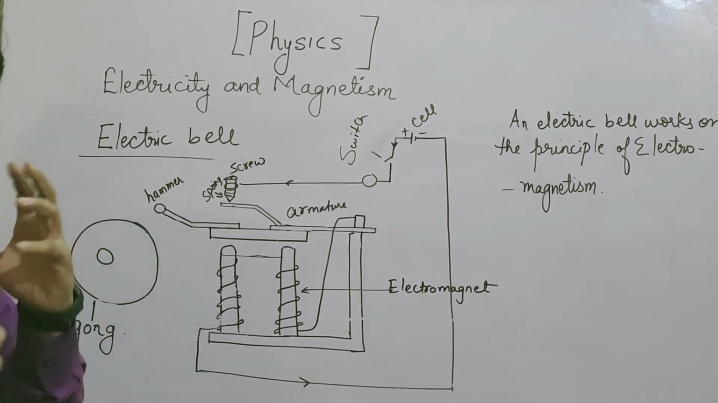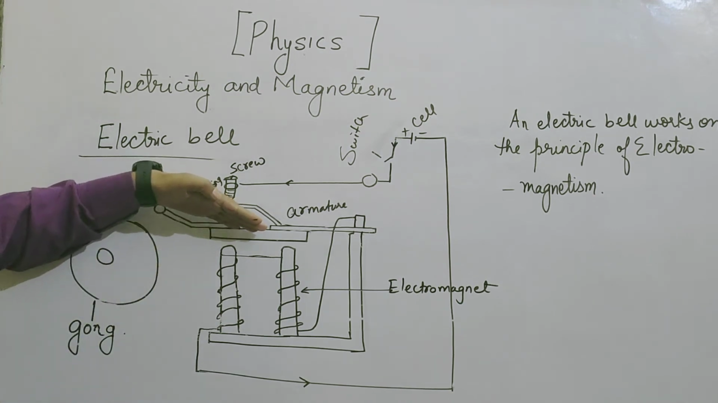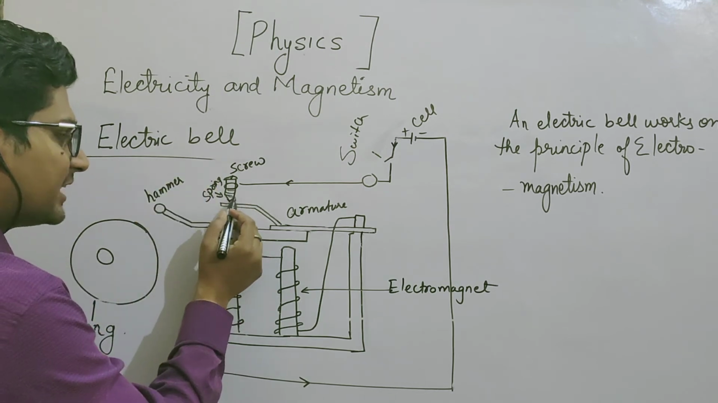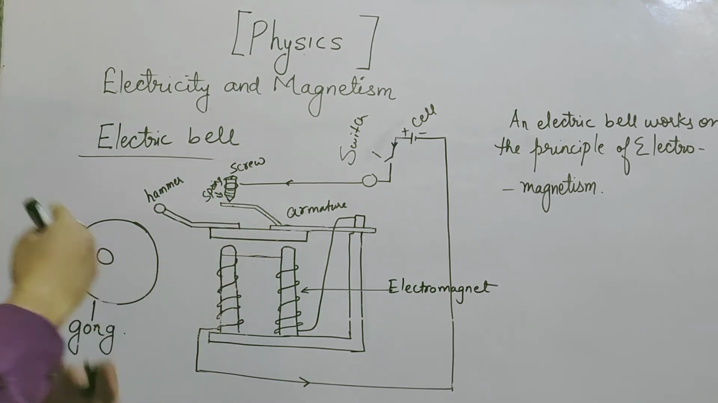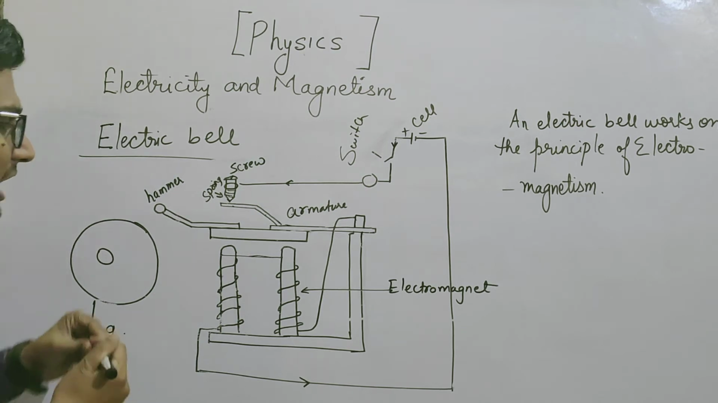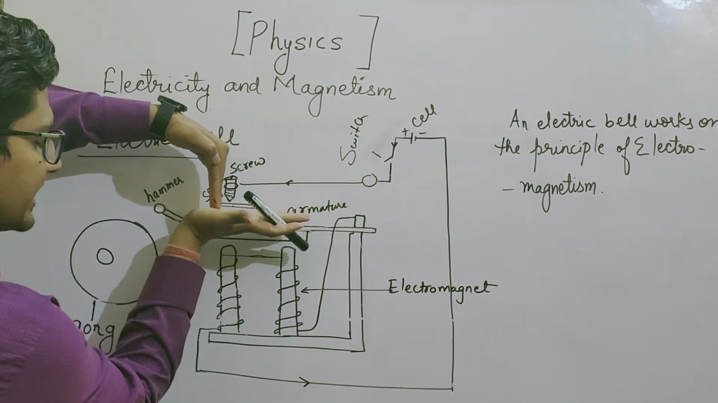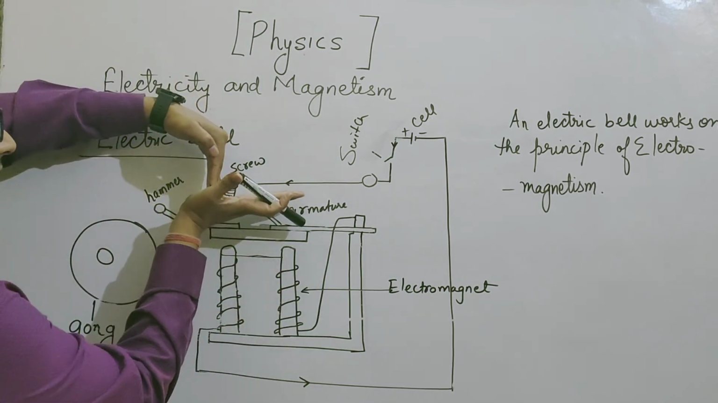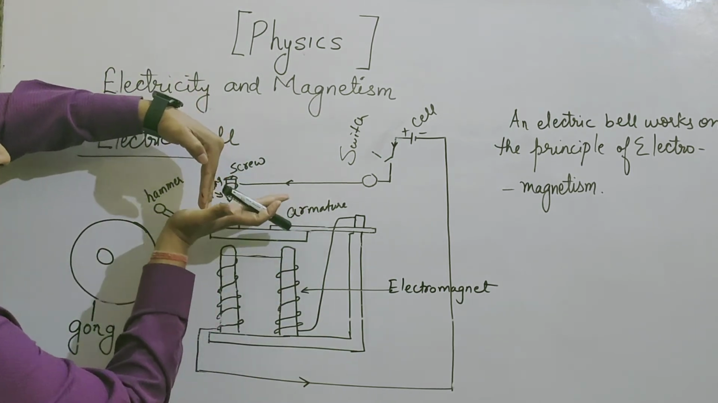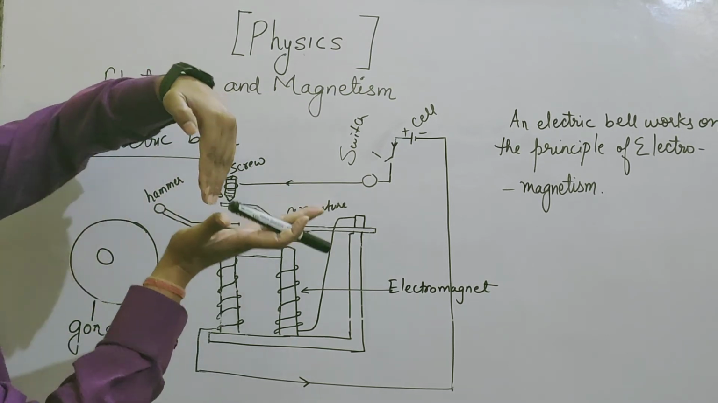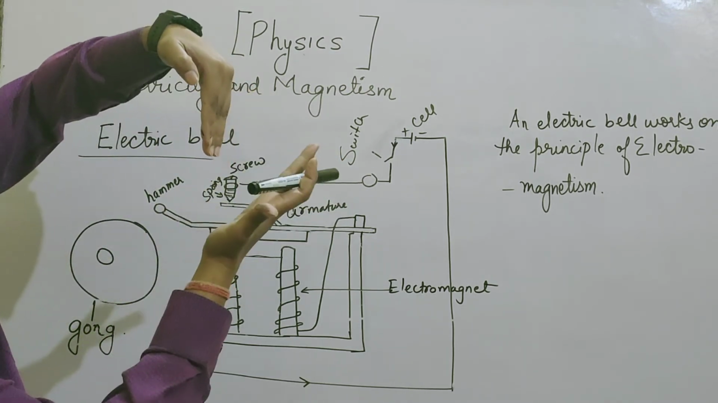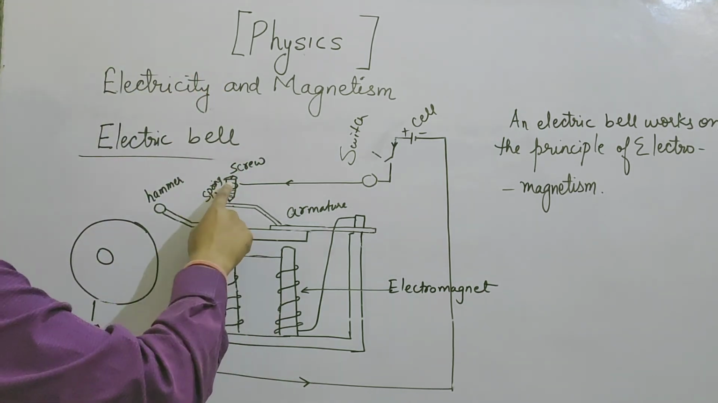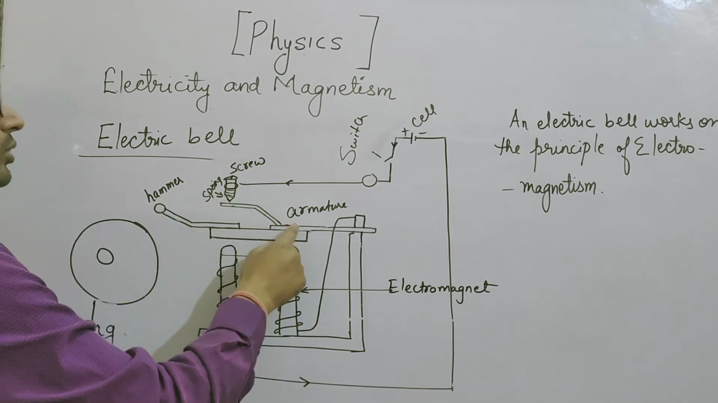Now please listen. As soon as the armature has come down, the contact between the screw and the armature has broken. Earlier they were in contact like this, but since the armature is being attracted by this U-shaped electromagnet, the armature will come down, and thus you can see that the contact has broken. Okay, the contact has been cut off. Now since the contact is no more, will the supply of current continue? No. The supply of current cannot pass from this screw to the armature.